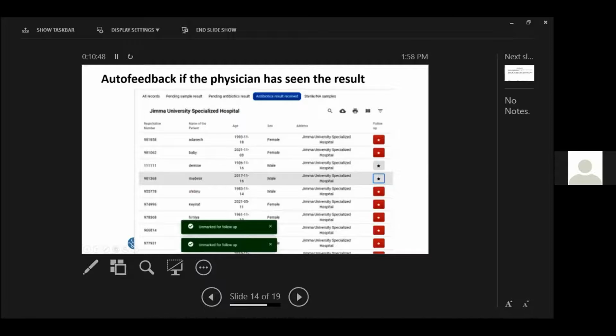For instance, now I accessed these two results, and it says you have a marker for follow-up, which means that the lab personnel will get the information that this has been used for treatment decision. If not, the physician will put a feedback in the system if there is a problem with the result or if they want to do it again.